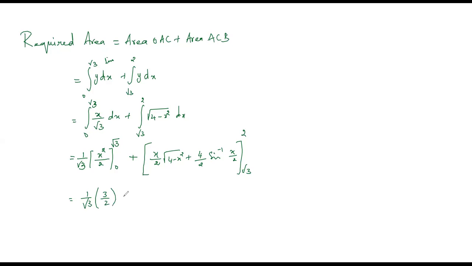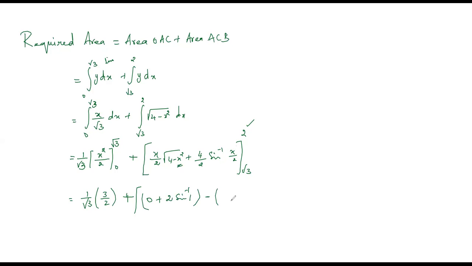plus, now you are substituting the upper limit first. When the upper limit is 2, you substitute 2 here: 4 minus 4 is 0, so 1 into 0 is 0, so the first term becomes 0. For the second term, we put 2, it becomes sine inverse 2 by 2, that is sine inverse 1. So 4 by 2 is 2, and sine inverse 2 by 2 is 1. This is the upper limit, minus.